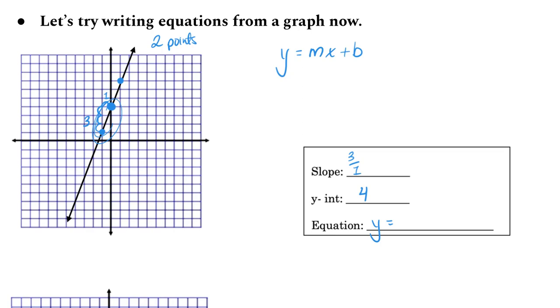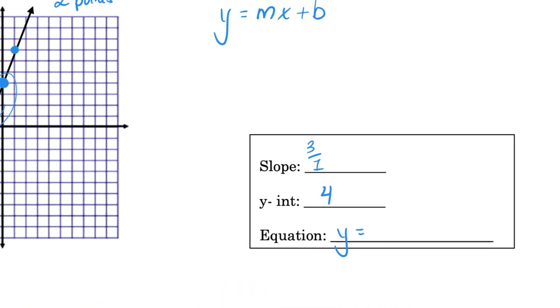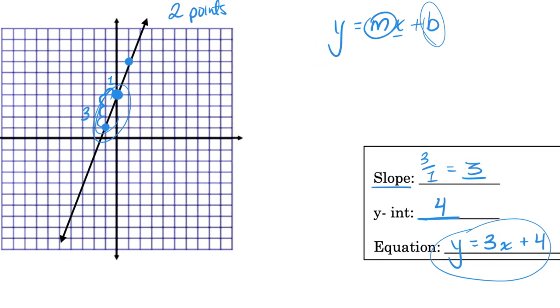Now let's think back to the third equation over here. If we have a fraction with 1 on the bottom, what can we just write the slope as? 3. 3 over 1 is the same as 3. So the equation now is y equals, remember m stands for slope, so y equals 3, since that's our slope. Then x comes next, so y equals 3x. Lastly it's our y-intercept. We have a positive 4, so we'll put plus 4. Now this is the equation of this line right here.